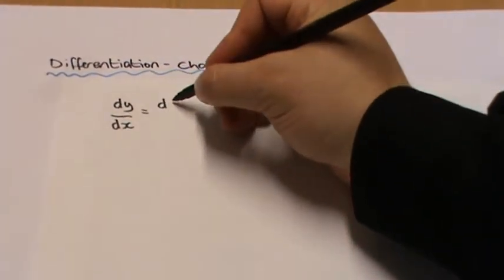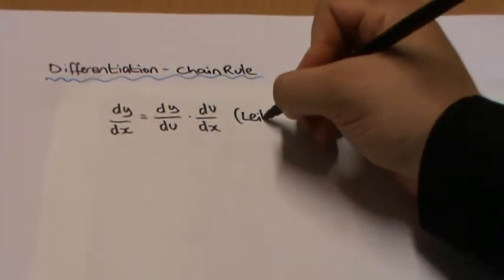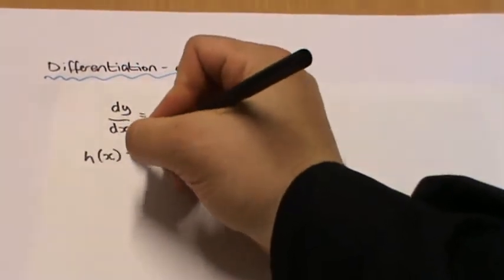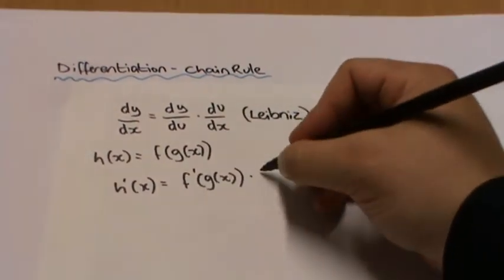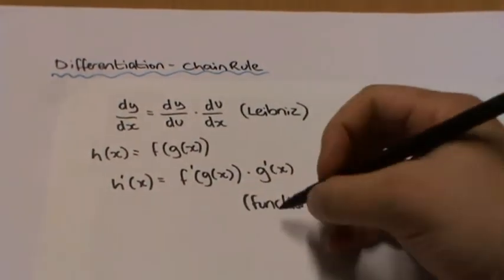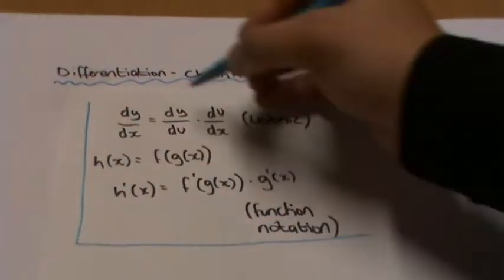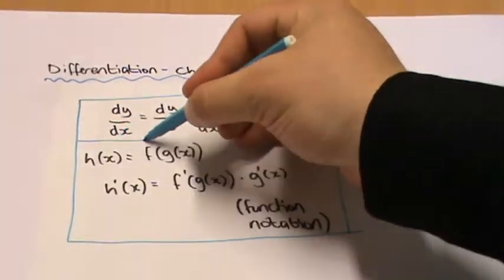We have two ways of writing the chain rule. dy by dx equals dy by du times du by dx, and this is the Leibniz notation, or the function notation version, which I've just explained to you. Put it in a blue box because it's important.